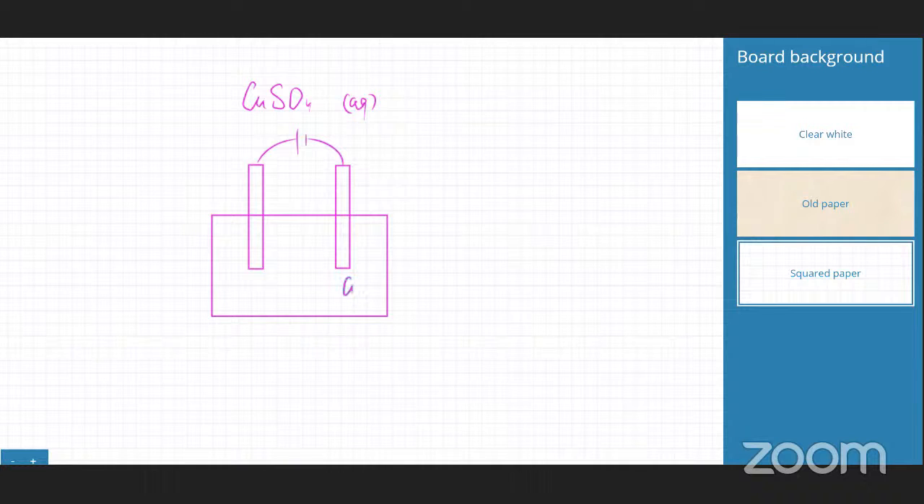There's Cu2+ attracted to the cathode. This is the place where it's going to gain electrons. And the other side, what's the other side? That's SO4 2-, and substances would be losing electrons. So here's your cathode, and this is your anode.